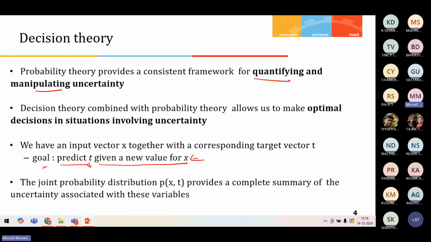And this is entirely an uncertainty based model. So indirectly, we want to find the joint probability distribution of x and t. Now I want to ask, have you come across these probability distributions in your ISM?